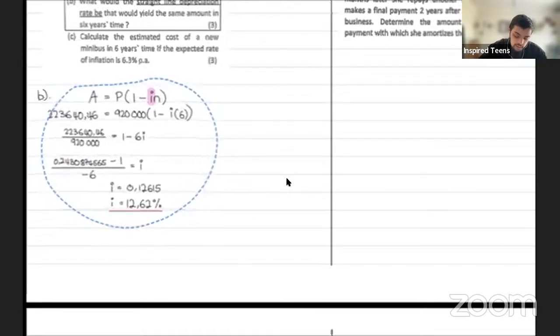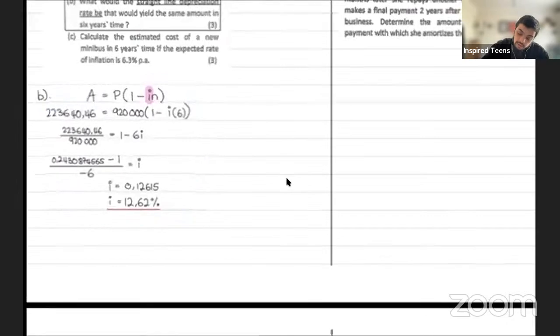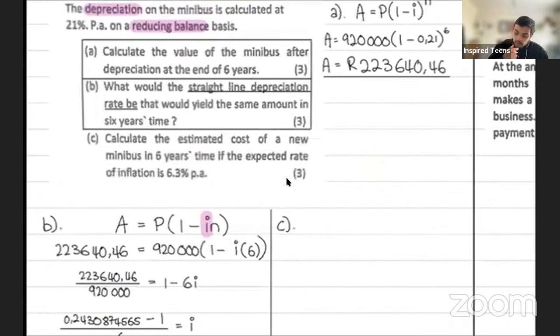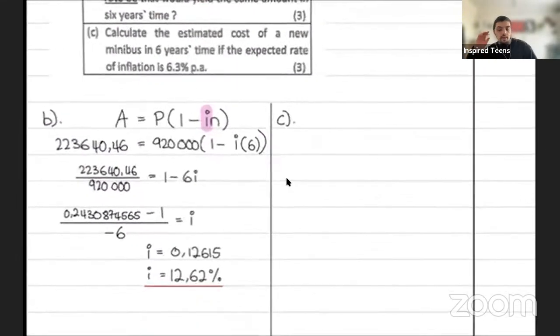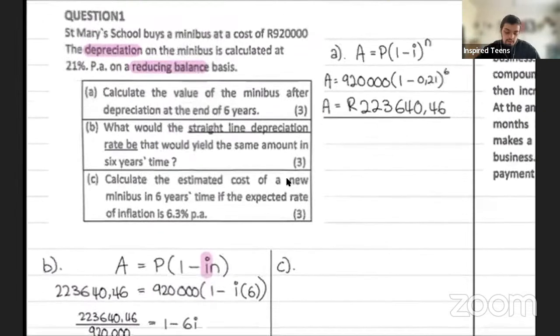Okay, so that's how we do question B. Let's go ahead and do C. Okay, so just recap one more time for B. What would the straight line depreciation rate be that would yield the same amount? Yield means like depreciate to, or the after amount. Like in chemistry, how much was produced; yield is how much would be at the end, essentially. So we knew the A, we knew the P, they wanted us to calculate the i. Okay, let's look at C.